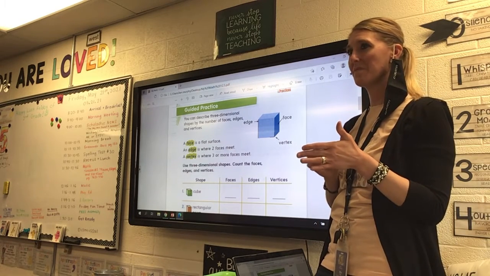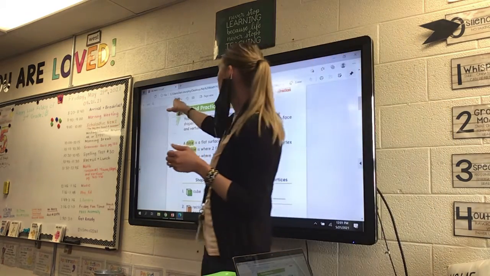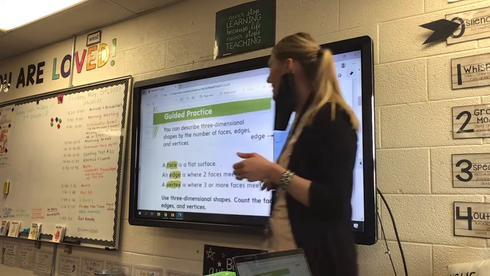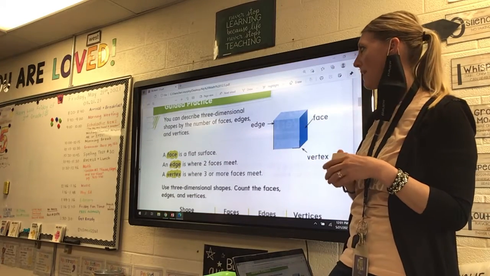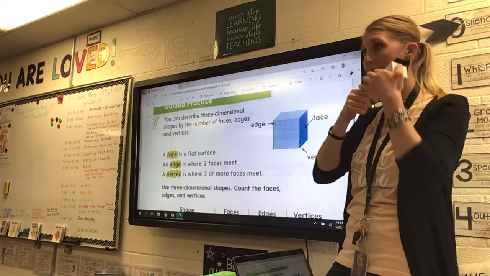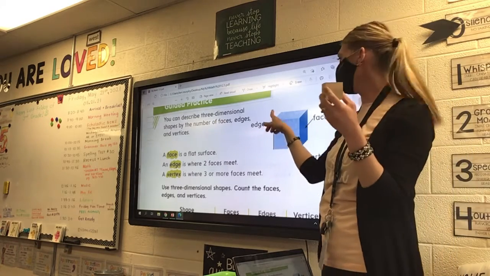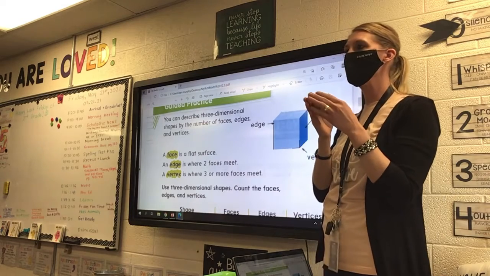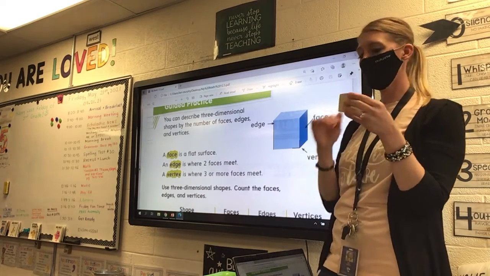Okay, so up here on the guided practice, it says you can describe 3-dimensional shapes by the number of faces, edges, and vertices. So we just talked about the edges, where 2 sides or faces meet. And then we have the faces going around.